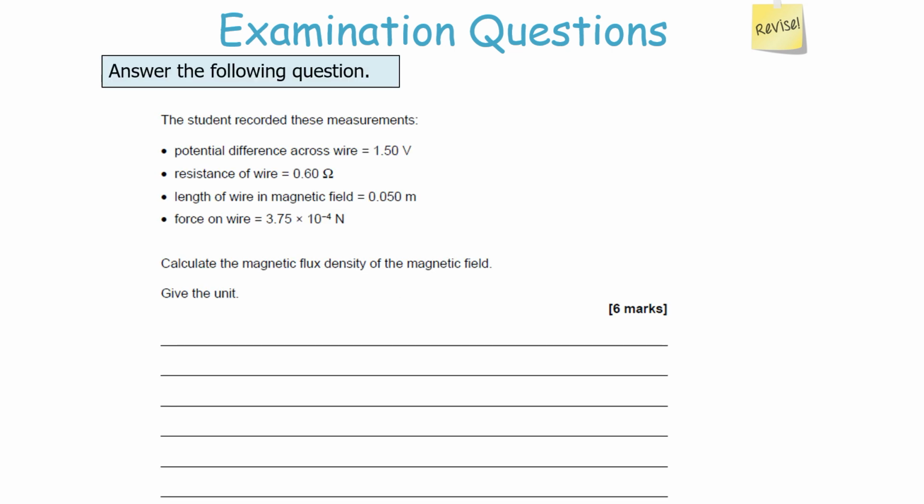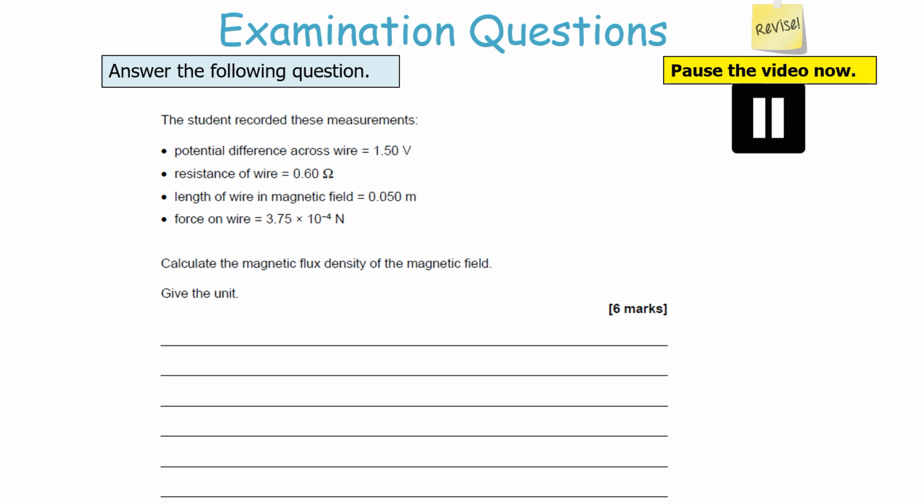The next question says, the student recorded these measurements. Potential difference across the wire is 1.50 volts. The resistance of the wire is 0.60 ohms. The length of the wire in the magnetic field is 0.050 meters. And the force on the wire is 3.75 times 10 to the minus 4 newtons. Calculate the magnetic flux density of the magnetic field. So pause the video now, unpause the video and you'll want to go through your answer.